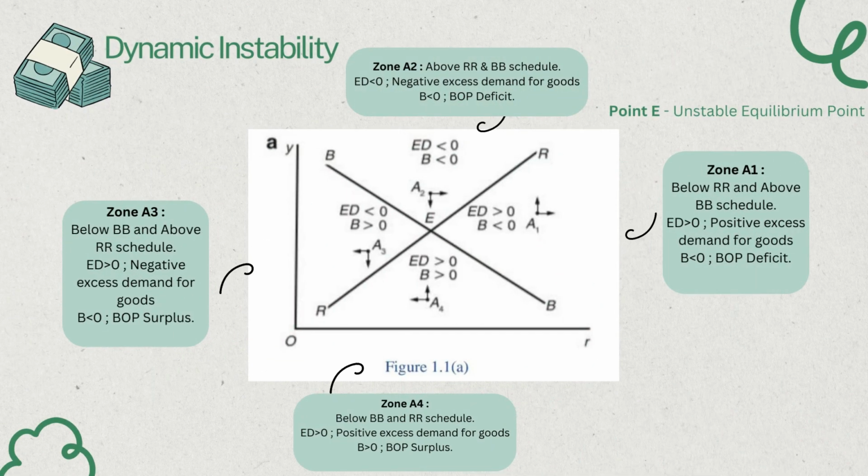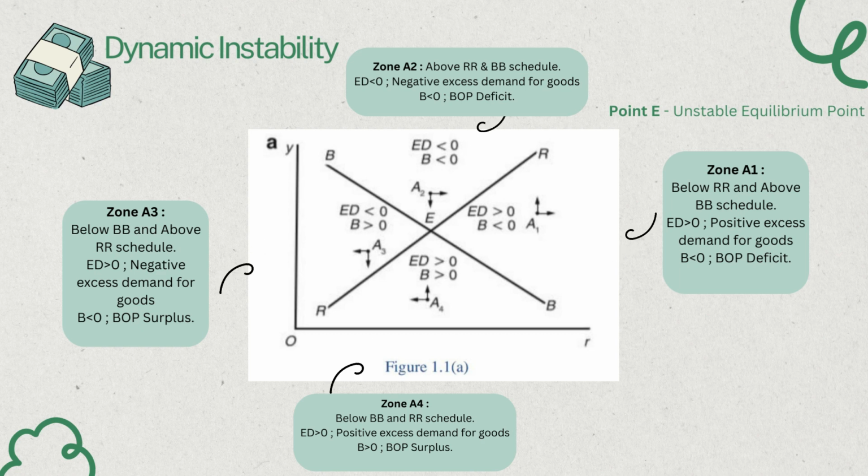Here we can see a graphical representation of dynamic instability. Here in the graph, in the vertical axis we represented output, and in the horizontal axis it is the exchange rate. The intersection between the BB and RR schedule subdivides the space of the first quadrant into four zones: Zone A1, Zone A2, Zone A3, and Zone A4. And the point E here depicts an unstable equilibrium point. Let's begin with Zone A1.